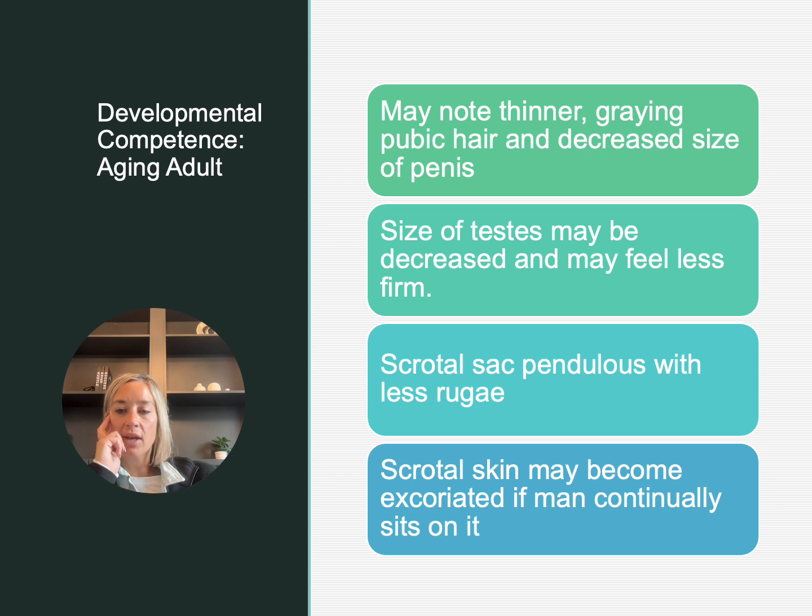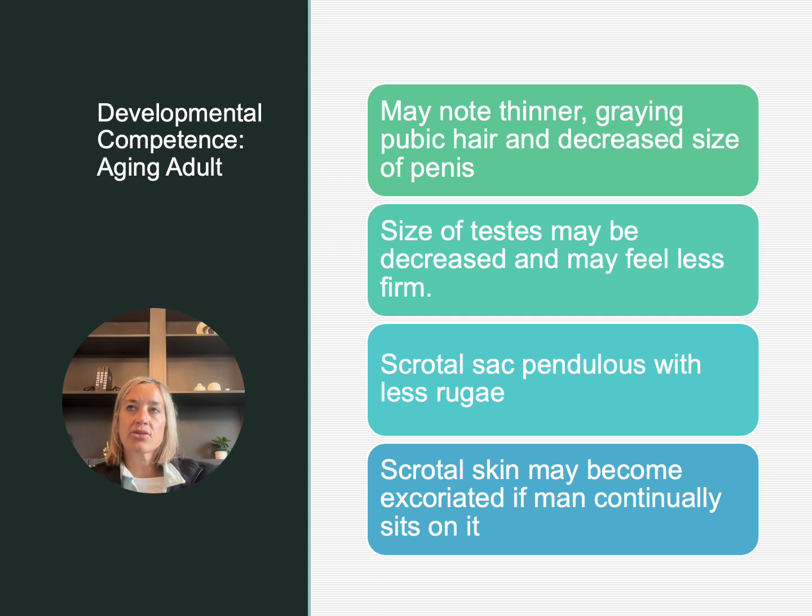As men age, we often observe several changes in their reproductive anatomy and function. Let's go over these typical signs of aging. One of the first changes that might be noted is in the pubic hair, which can become thinner and gray, similar to the hair on the head and the body. Additionally, the size of the penis may decrease slightly with age, which is a normal part of the aging process.